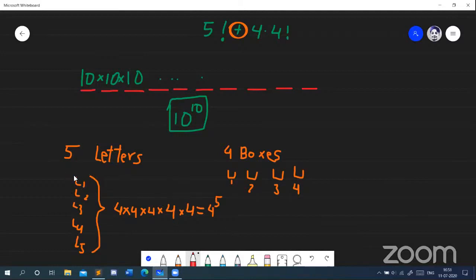Each letter has an independent choice of going to any of the boxes, because whether letter 1 goes to box 1, box 2, box 3, or box 4 has no effect on where letter 2 can go, right? And these events are independent, and therefore we can multiply here. And this is why I was talking about independent and disjoint events in the beginning, because people often confuse these, and many books themselves have different definitions for addition and multiplication rule. So I just wanted to sort that out.